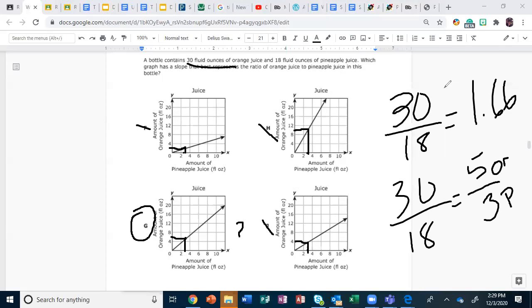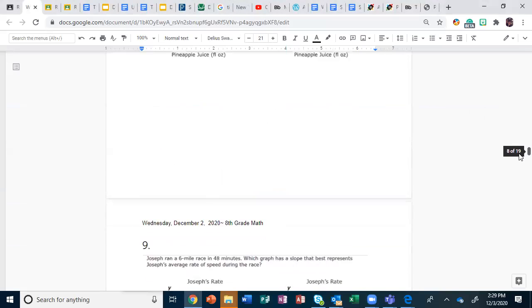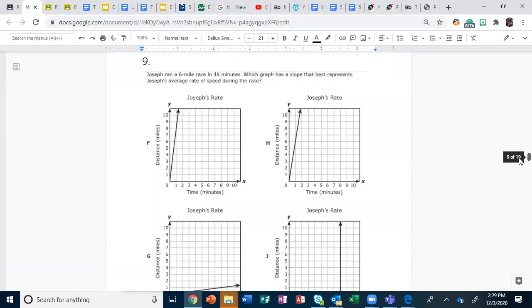Now remember, we can do it as a decimal, but the decimal will not help me that much, right? That was too hard to see, so that's why I changed it into a fraction. Now, question number 9 is the same way. Joseph ran a 6-mile race in 48 minutes.